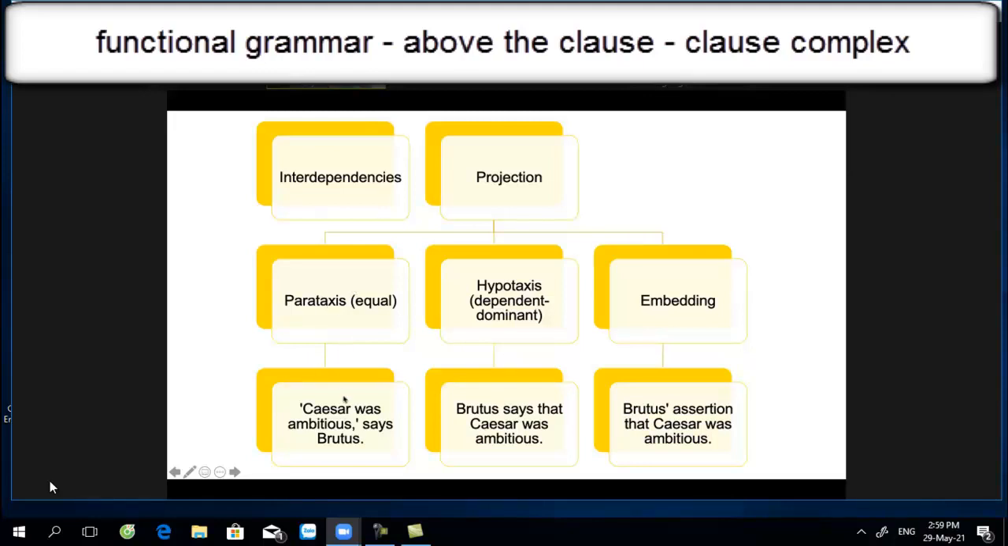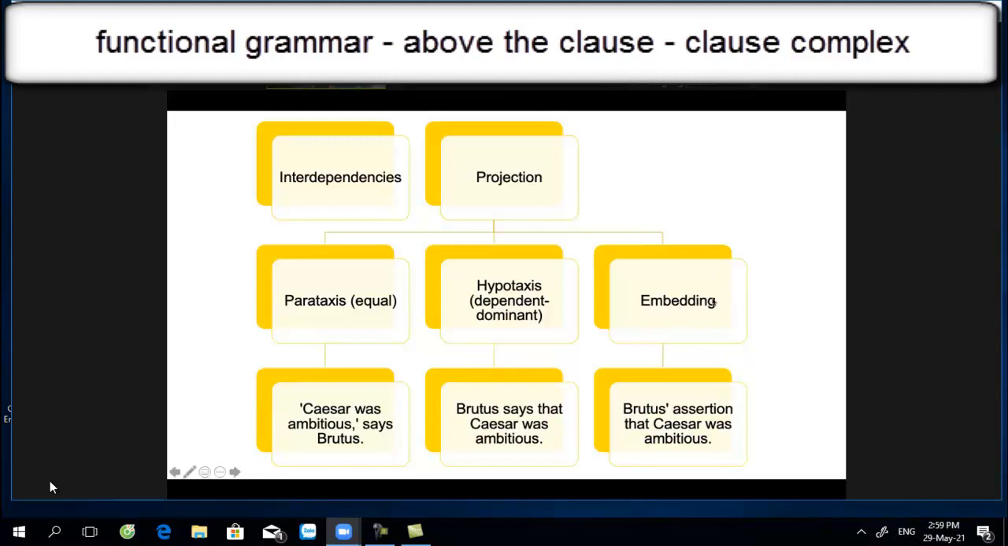In parataxis, I can say Caesar was ambitious, says Brutus. So this one is independent. Hai câu này là hai câu gọi là độc lập với nhau. But for hypotaxis, I say Plutarch says that Caesar was ambitious. Well, in this sentence, Plutarch says is the dominant clause, the alpha. But that Caesar was ambitious is the dependent clause, the beta.